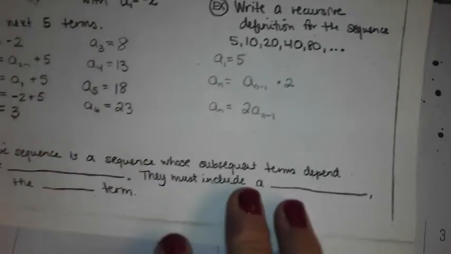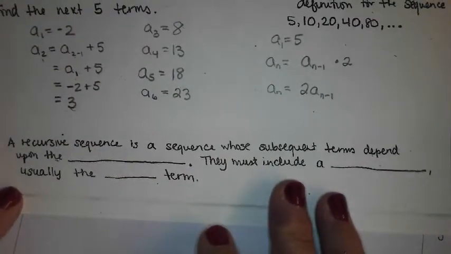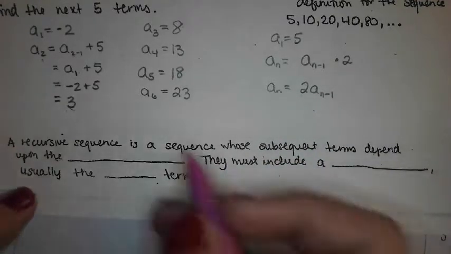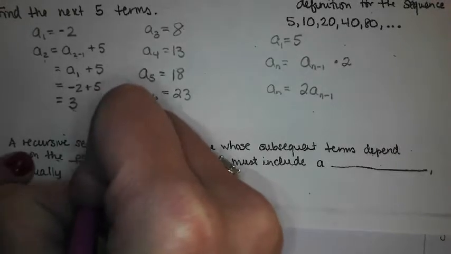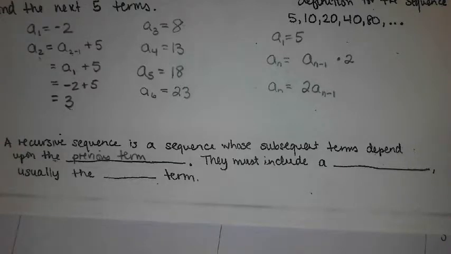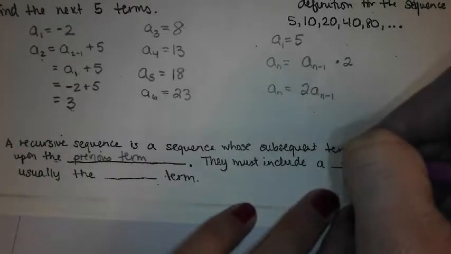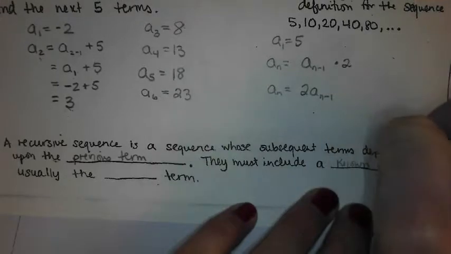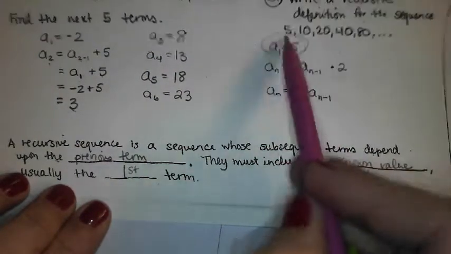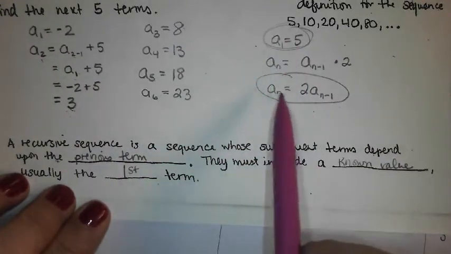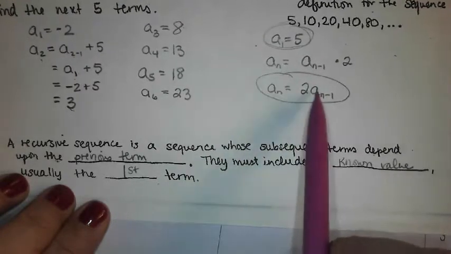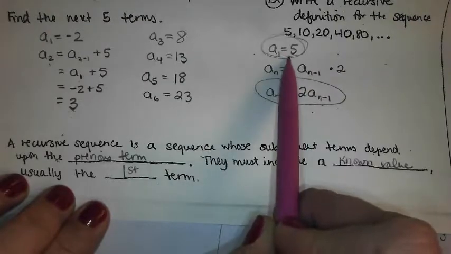So the definition down there at the bottom says a recursive sequence is a sequence whose subsequent terms, subsequent meaning follow-up, the follow-up terms depend upon the previous term. They must include a known value or a known term, usually the first term. Here's your recursive formula that tells you what to do with the previous term, but you also have to have a known value.